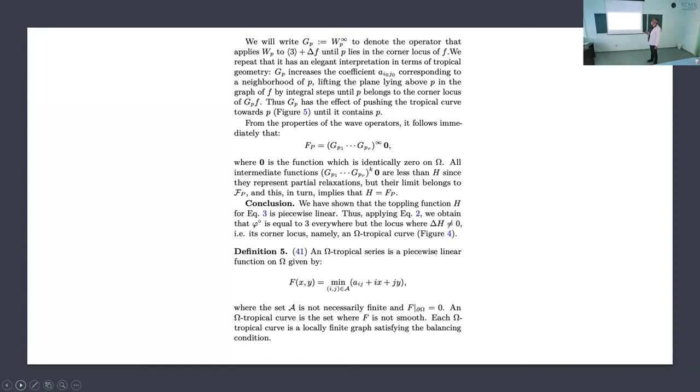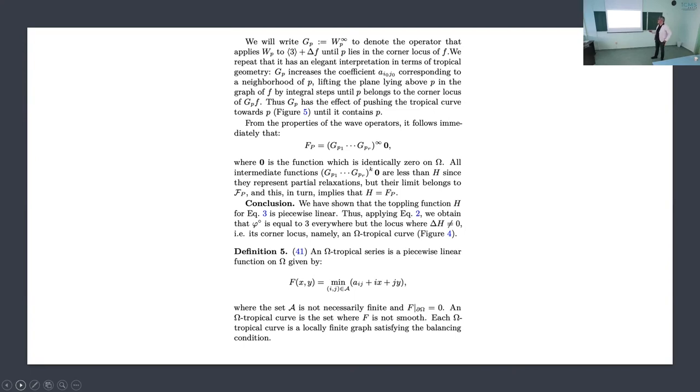If you apply this operator to the state zero, all these wave operators, once after the other, as many times as you can, you get the solution to the harmonic optimization problem, and you get the toppling function and the final state. But this shows that the final state is a tropical curve. So that's the argument. We have shown that the toppling function is piecewise linear.